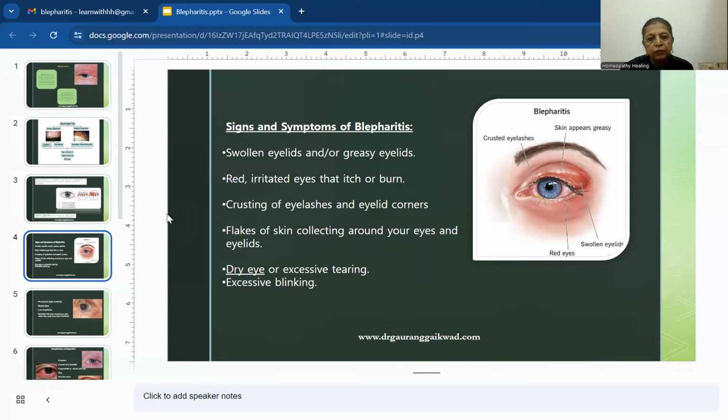So what is the difference in ulcerative? Whatever crust is there, if you remove the crust, there will be an ulcer. Ulcer formation is ulcerative blepharitis. Usually, this is a bacterial infection. In the ulcerative case, there will be a lot of pain and ulceration. Redness over the skin is there. There's pain and tenderness. All this you will see in case of ulcerative.